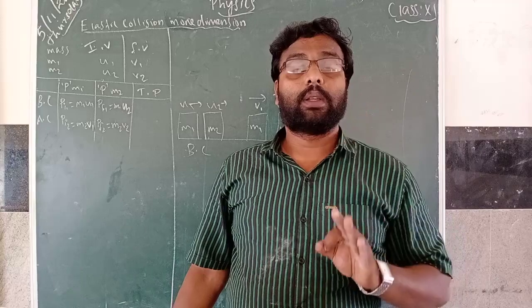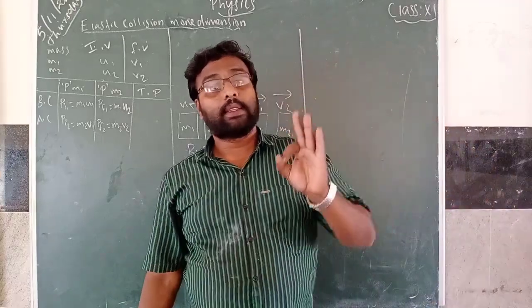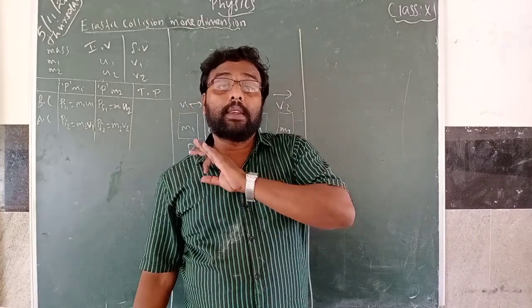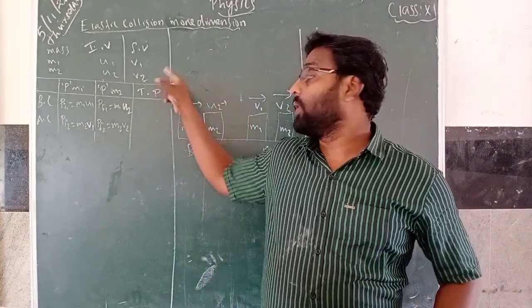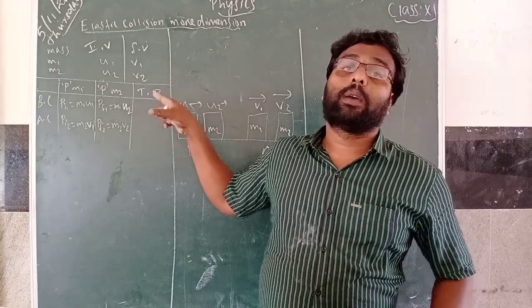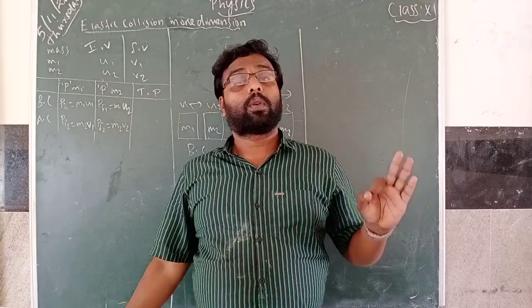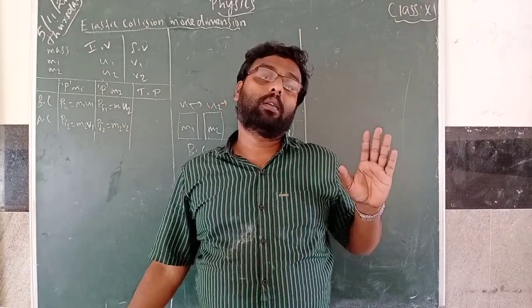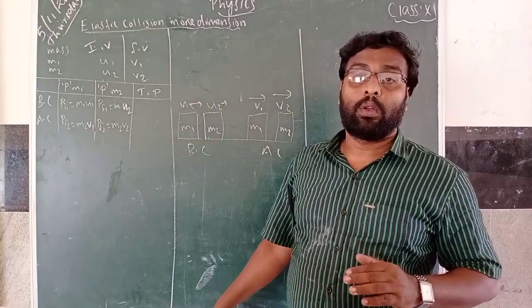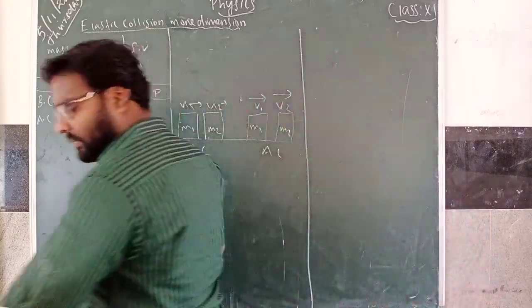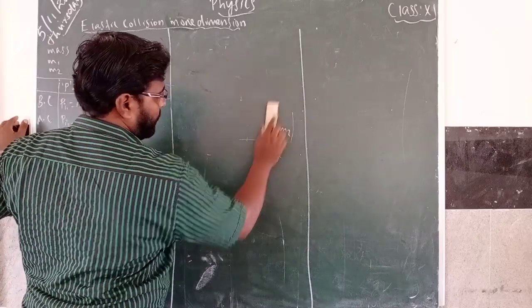During elastic collision, the kinetic energy before collision is equal to the kinetic energy after collision. That is what we are proving here. Also, the total momentum before collision is equal to the total momentum after collision. All of this we are going to find out, and finally we will find the velocities also.